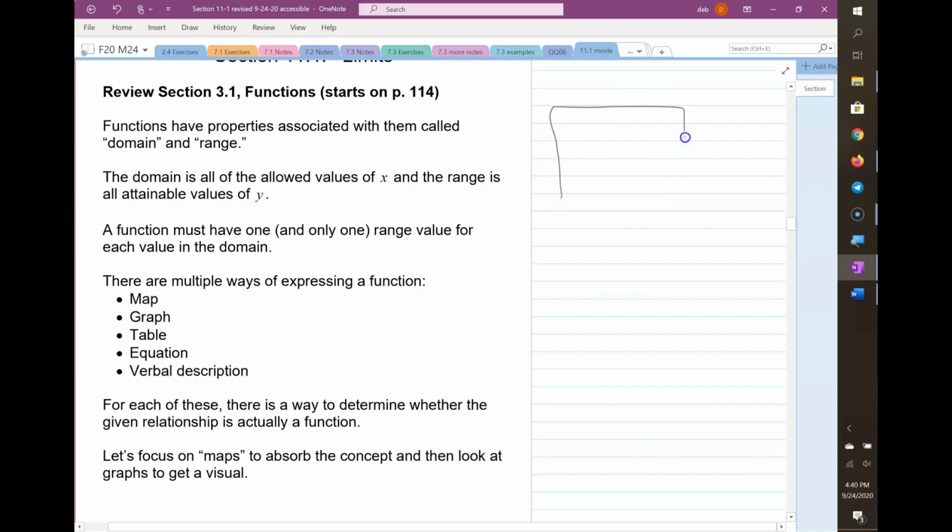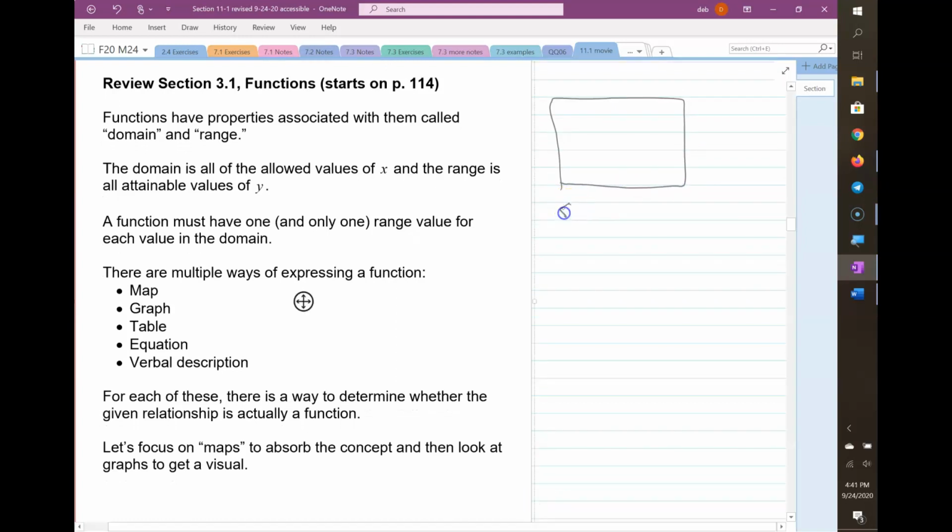And how I think of it is if you were going to look at one of these graphs in a viewing window on a graphing calculator, say, the domain says how wide does that viewing window need to be to see the entire graph. And the range says how tall does that window need to be in order to see the entire graph. So more formally, the domain is all of the allowed values of x, and the range is all the attainable values of y. It's all the values of y that you can get to using that function.